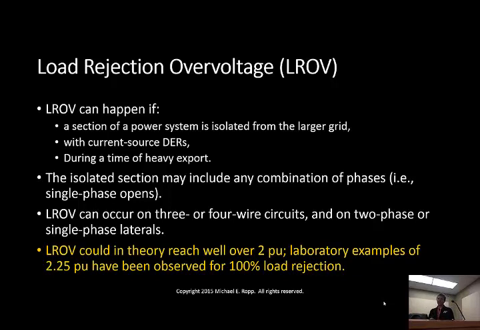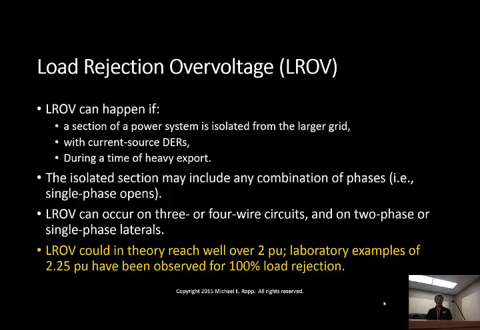The isolated section, you can see that load rejection overvoltage is very different from ground fault overvoltage, because ground fault overvoltage is a three-phase phenomenon with a four-wire circuit and an ungrounded source, and so on. Load rejection overvoltage can happen anywhere. It can be on a single-phase lateral. It can happen for any combination of phases. It can happen for segments of circuits. No matter how your circuit is configured, if the generation to load ratio is higher than 1, you can get an LROV.